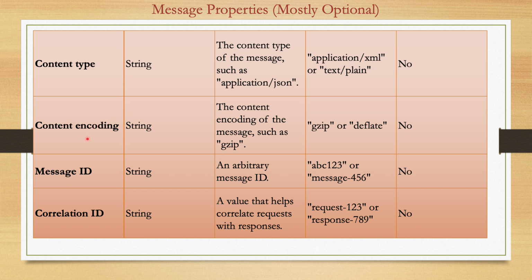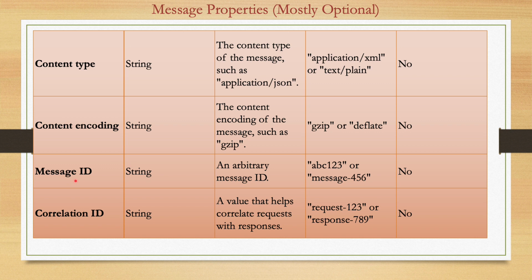Content encoding. Content encoding refers to the compression or encoding applied to the message body. Common encoding methods include gzip, deflate, or identity, no encoding. Content encoding is typically used to reduce message size or improve transmission efficiency. For example, if the message payload is compressed using gzip, the content encoding property would be set to gzip. Consumers can then decode the message body using the specified encoding method to retrieve the original content.